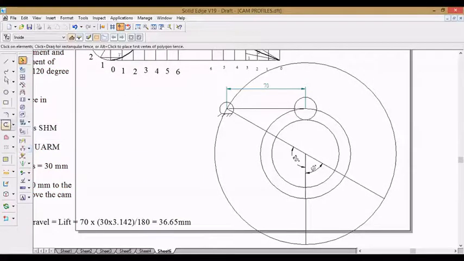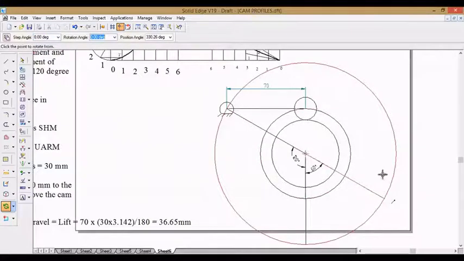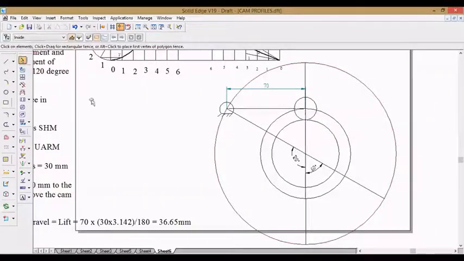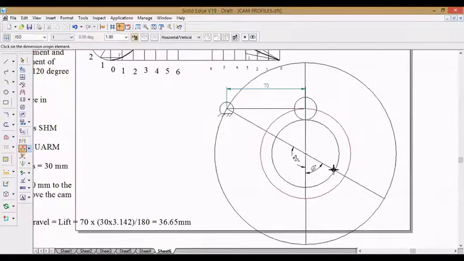So I need to rotate once again. Measure an angle from this center to this. Rotation angle is 120 degree. So the angle between these two is 120 degree. Remaining you will get dwell only. 120 plus 120, 240. 240 plus 60, 300. 300 plus 60, 60 degree will be dwell.